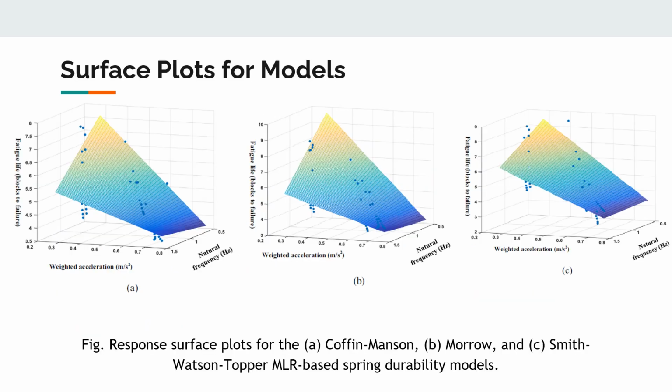The response surfaces of the regression models were plotted in order to analyze the data trends. As shown in the figure, the fatigue life, which is the dependent variable, was plotted on the z-axis, whereas the weight acceleration and natural frequency, which were the independent variables, were plotted on the y and x-axes respectively. Following this, the goodness of fit was assessed for each MLR-based spring durability model.